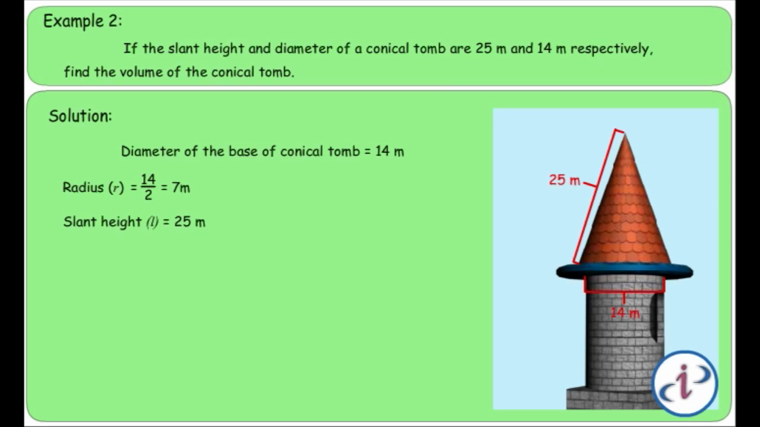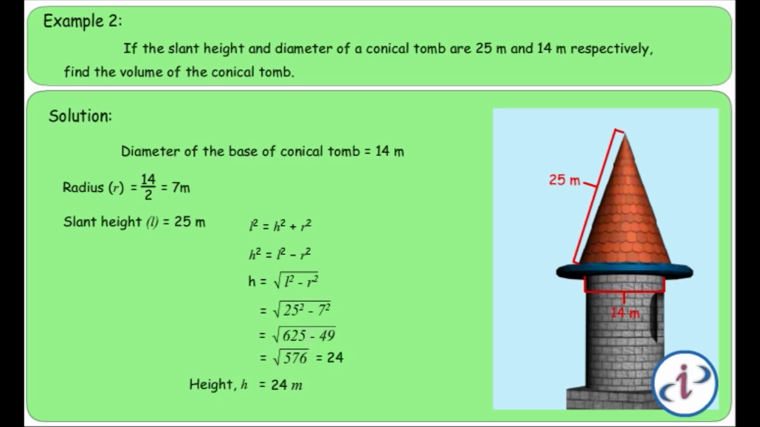We know that l squared is equal to h squared plus r squared. We need to find the height of the conical tomb. So, h squared is equal to l squared minus r squared. h is equal to square root of l squared minus r squared. Substituting the values of l and r and simplifying, we get 24. That is, height is equal to 24 meters.